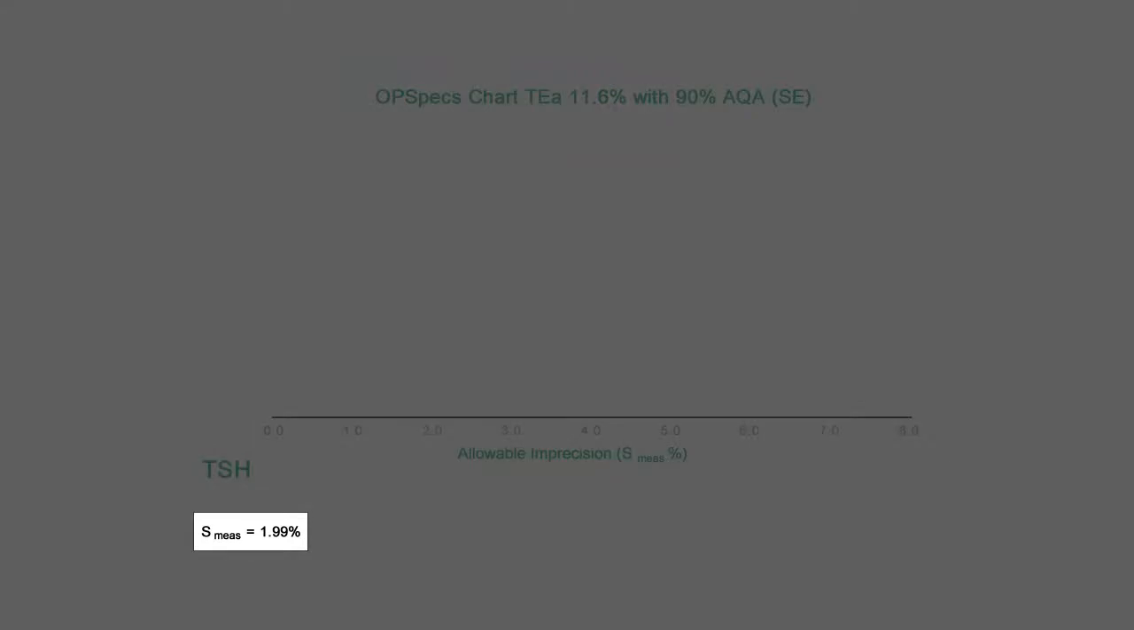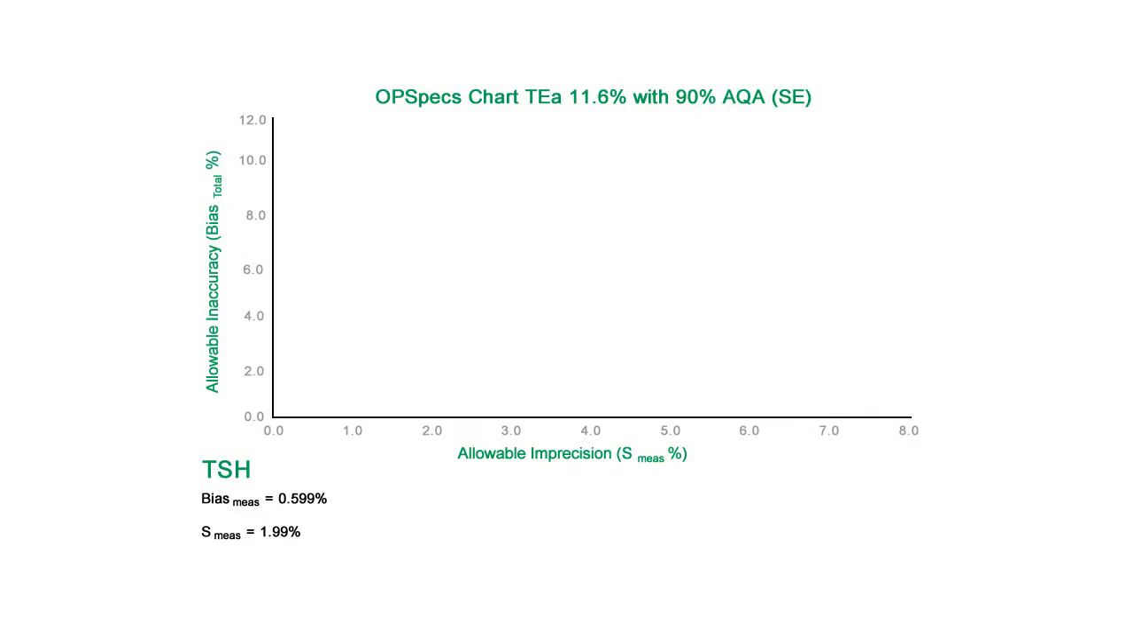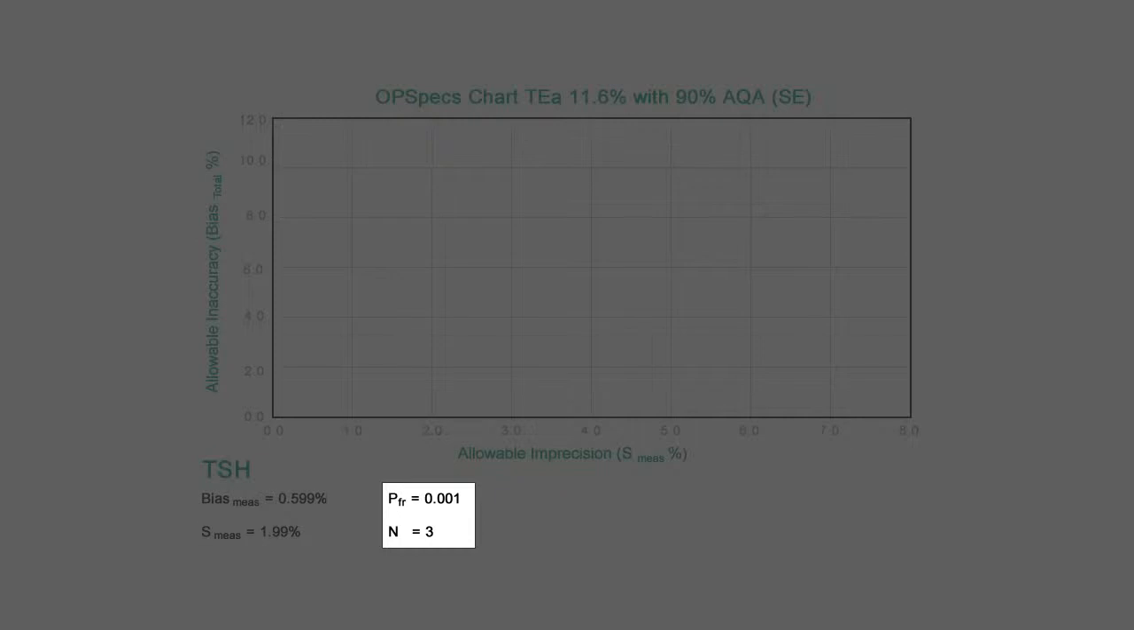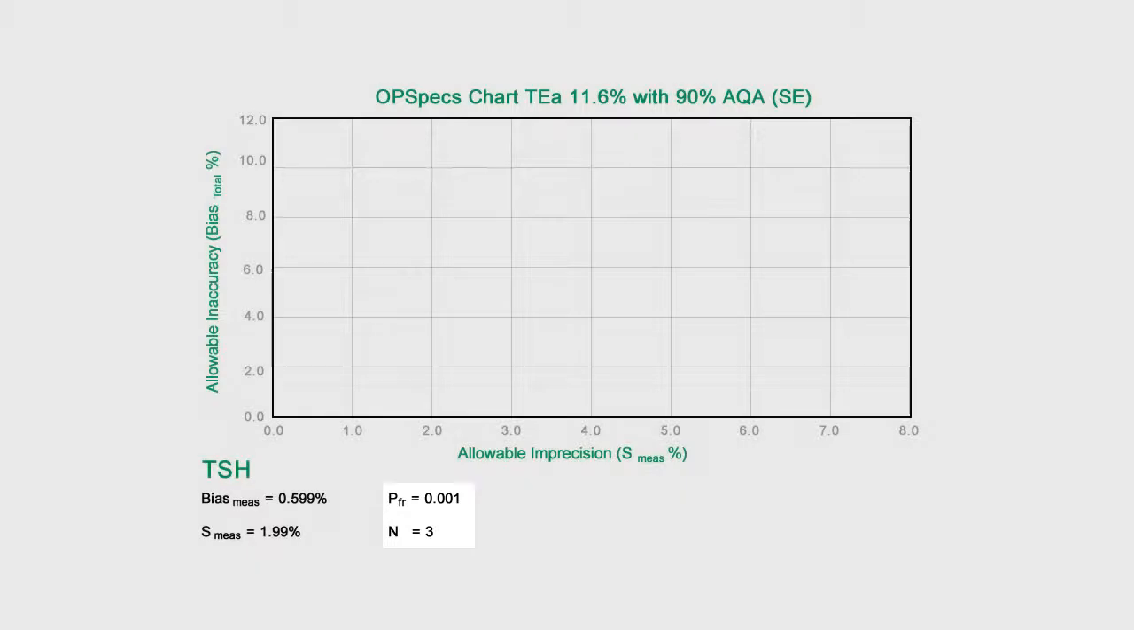The horizontal axis displays the allowable imprecision. The actual imprecision value is provided in the chart footer. The vertical axis displays the allowable inaccuracy. The actual inaccuracy value is also provided in the chart footer. The footer also provides the probability of false rejection and the number of control measurements.